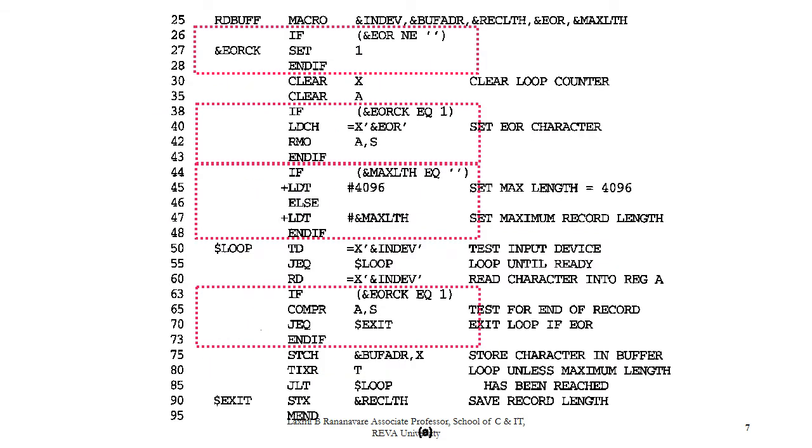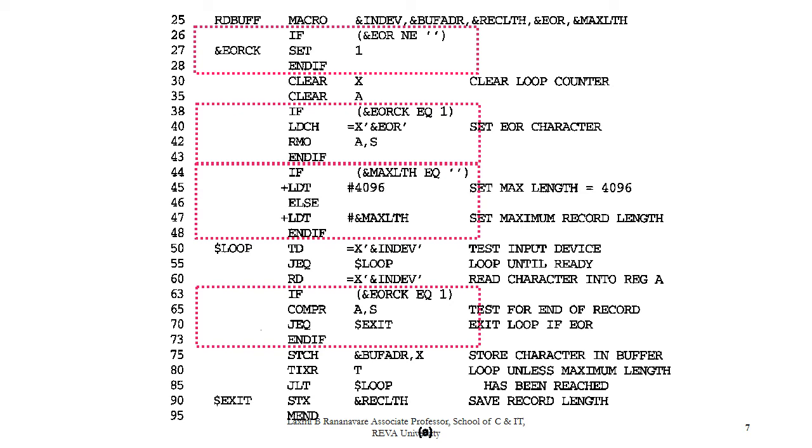So first we are going to see how we are going to write a conditional macro. Read buffer as usual, the name of the macro. Then we have 5 parameters in this conditional macro: indev, buffer address, rec length, EOR, max length. So these are the 5 parameters which are preceded with the ampersand symbol.